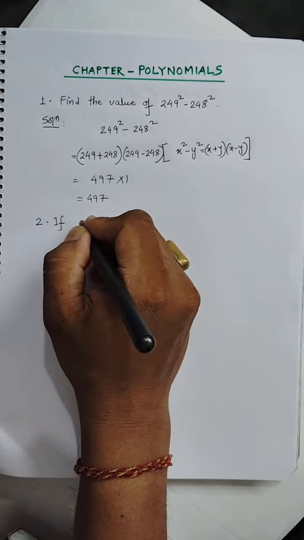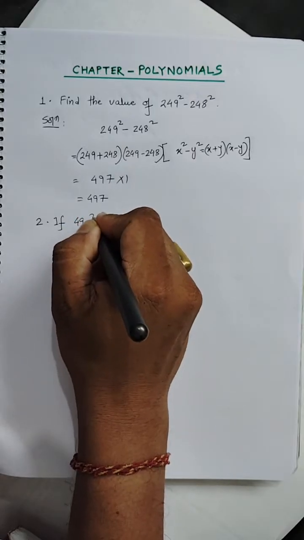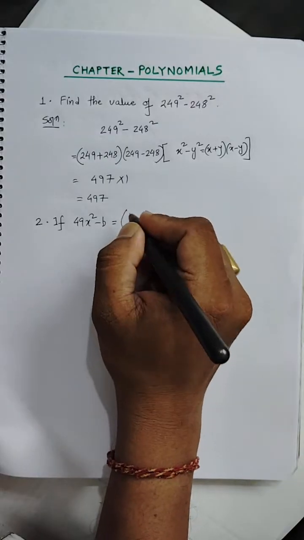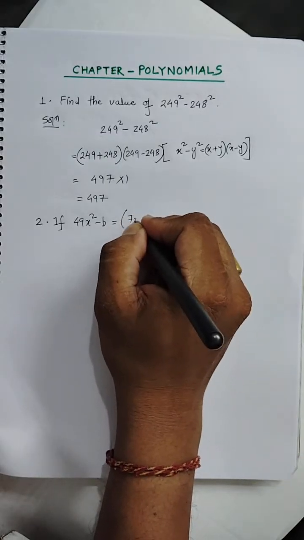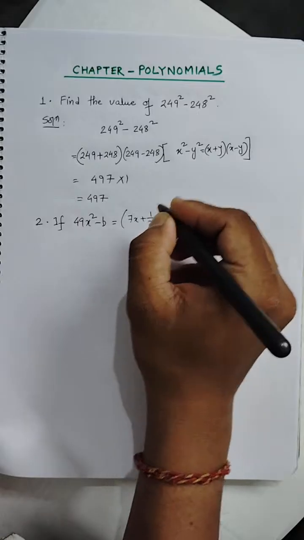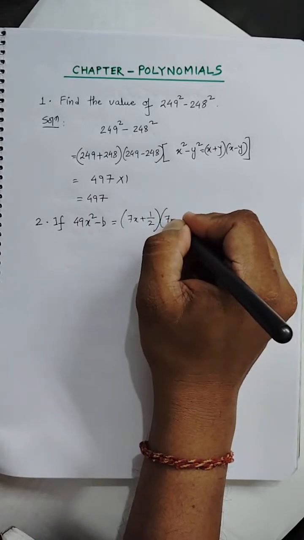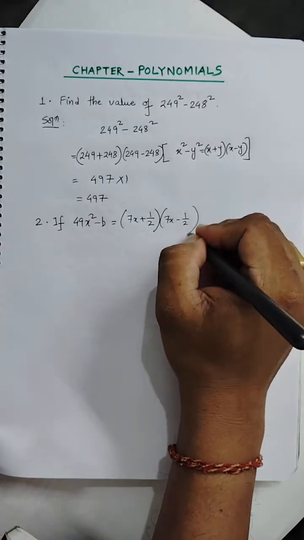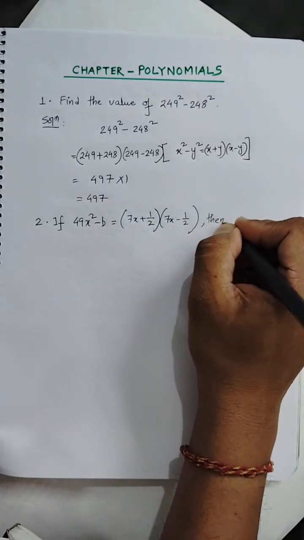Anyways, if 49x squared minus b is equal to 7x plus half into 7x minus half, then find the value of b.